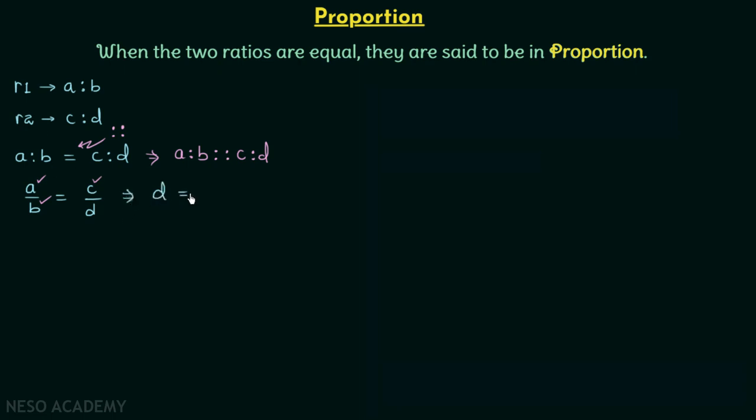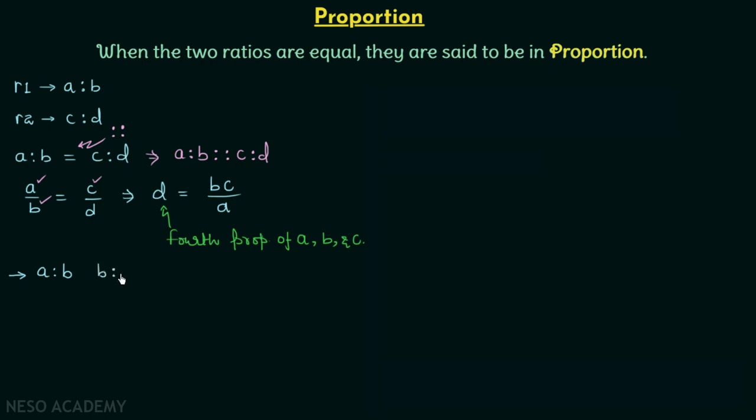D will be equal to B multiplied by C divided by A. Now this D here is known as the fourth proportion of A, B and C. So D is the fourth proportion of A, B and C. So remember this point, D is the fourth proportion and it is equal to B multiplied by C divided by A.